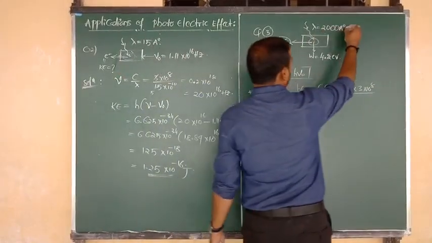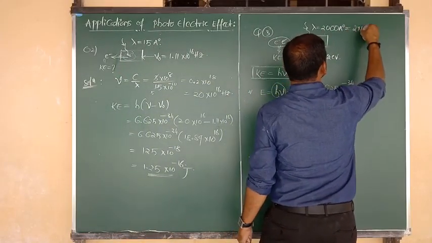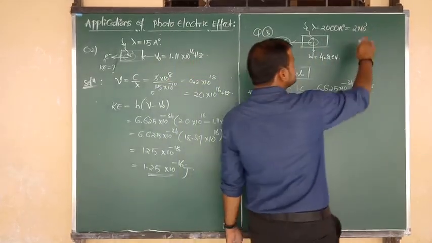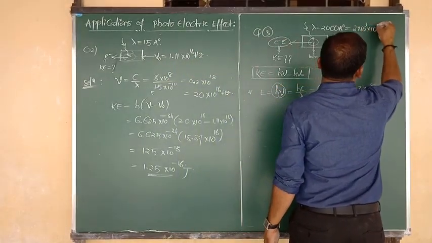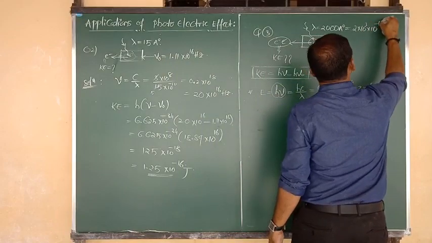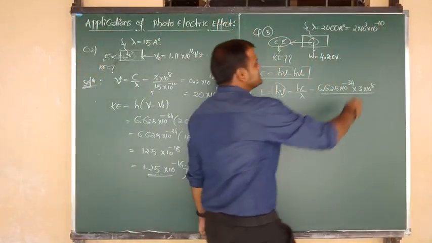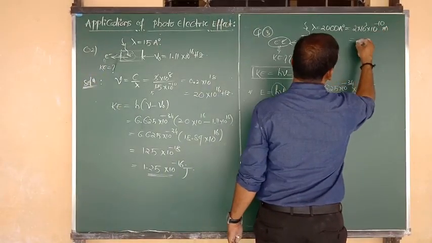Lambda means wavelength. How many angstroms? 2000 means 2 into 10 to the power of 3 angstroms. Angstroms we can convert into meters: 1 angstrom is 10 to the power of minus 8 centimeter, but we have to convert into meter, that is nothing but 10 to the power of minus 10. So this is the data we are getting in meters.